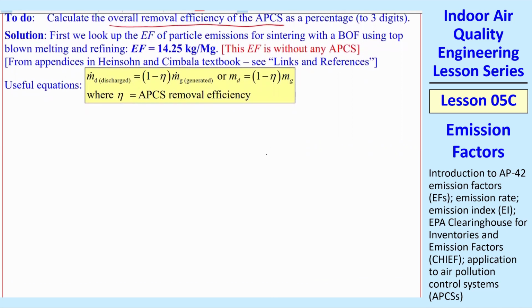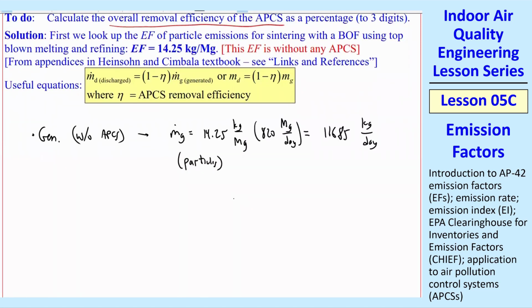Here are the useful equations that I had before. All we have to do here is, first, I'm going to do the generated, which means without the air pollution control system, or before the air pollution control system. M dot G, again, let's make an equation using the EF. So I get m dot g of the particles. This is the generated mass flow rate of the air pollutant, and these are particles. It turns out to be 11,685 kilogram per day. I'm keeping lots of digits and will just round off at the end.